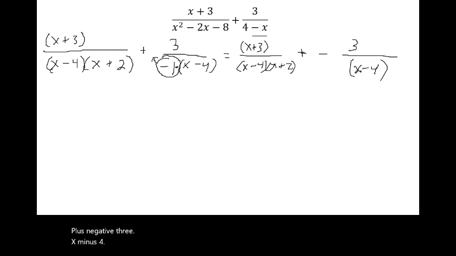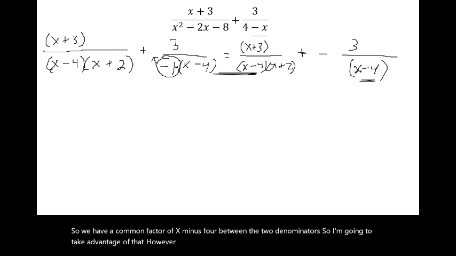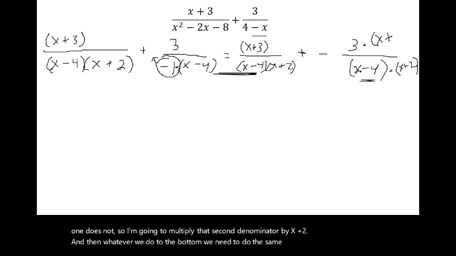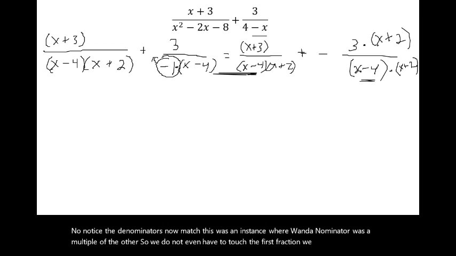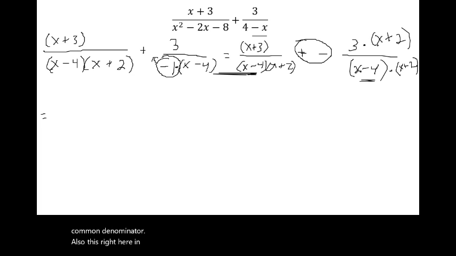So we have a common factor of x minus 4 between the two denominators, so I'm going to take advantage of that. However, the first denominator also has an x plus 2, whereas the second one does not. So I'm going to multiply that second denominator by x plus 2. And then whatever we do to the bottom, we need to do the same thing to the top. Now notice, the denominators now match. This was an instance where one denominator was a multiple of the other, so we do not even have to touch the first fraction. We already have a common denominator. Also, this right here in the middle, adding a negative. Remember, adding a negative is the same as subtracting.